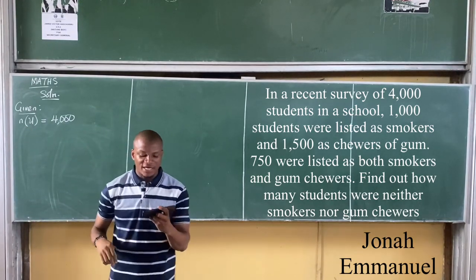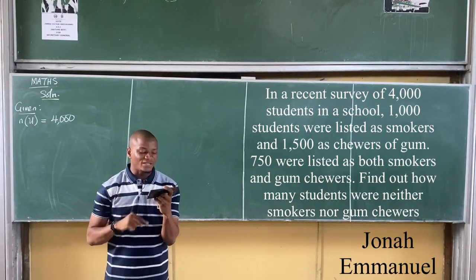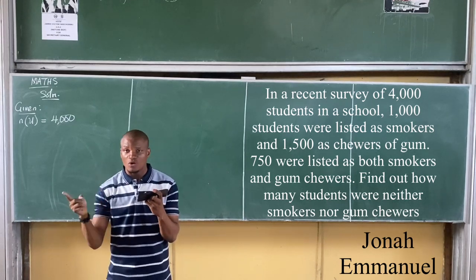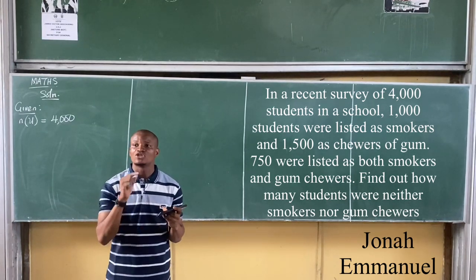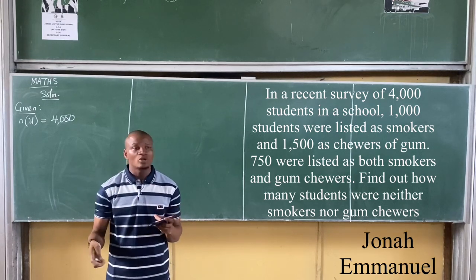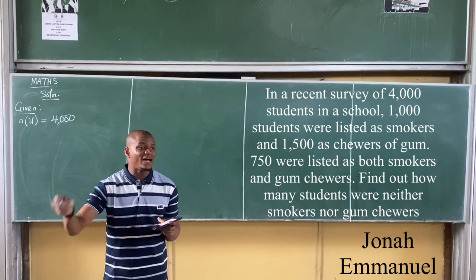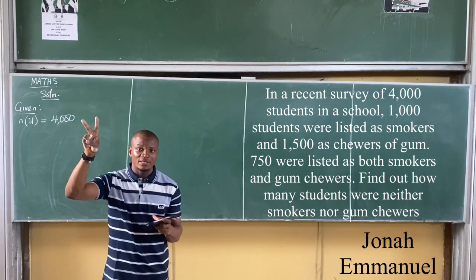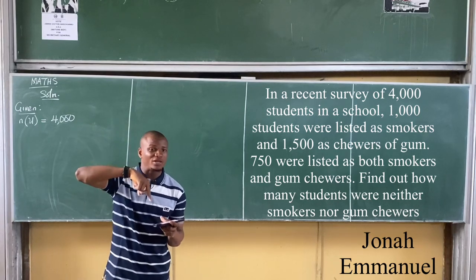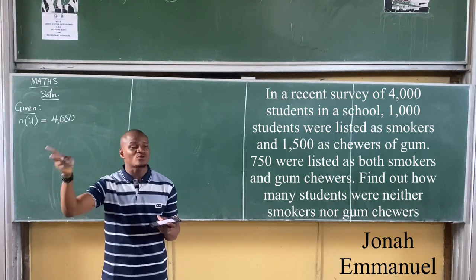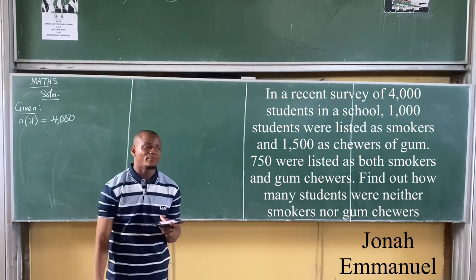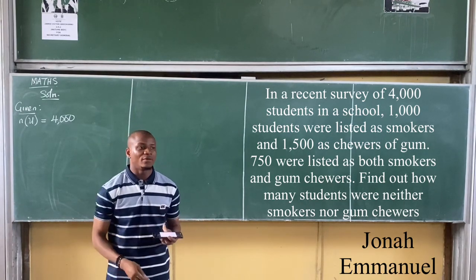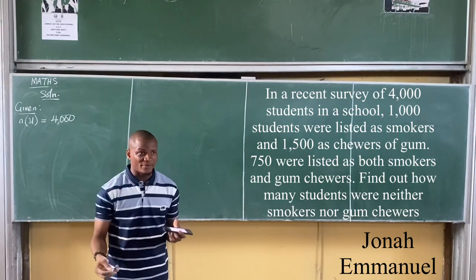I'm done with that. Next one is said, 1,000 were listed as what? Smokers. Next up, 1,500 as what? Chewers of gum. So aside from the universal set, I have two things there: smokers and gum chewers. Because of that, it is a Venn diagram for two sets.